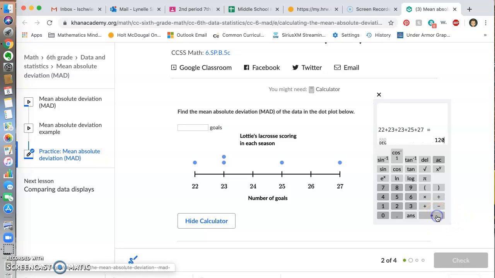I got to divide by 5 then after I get my sum. So divide by 5, and I get a mean of 24. Okay, so then you're going to have to write this down. So I've got to subtract these numbers from 24, or subtract 24 from them, and I'm going to write those down.